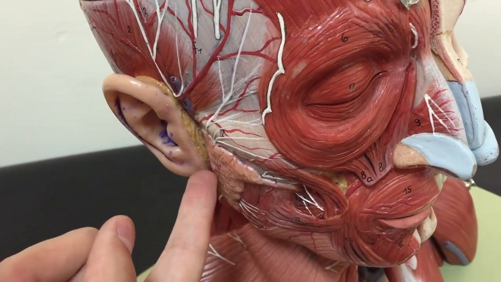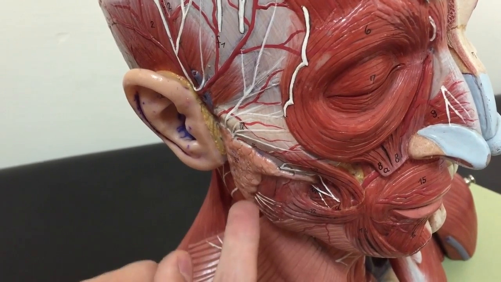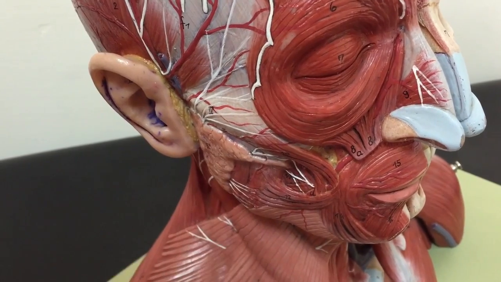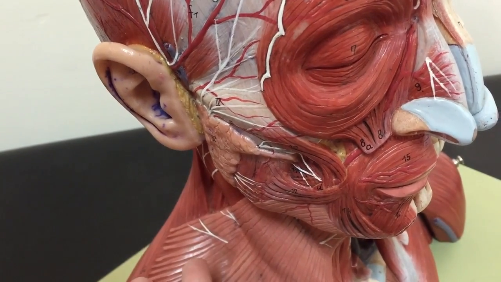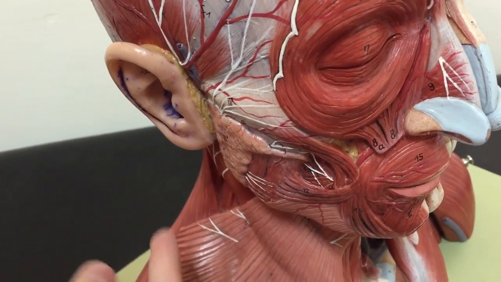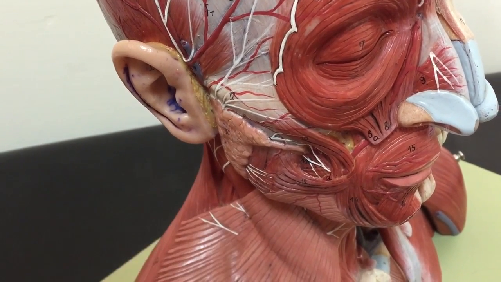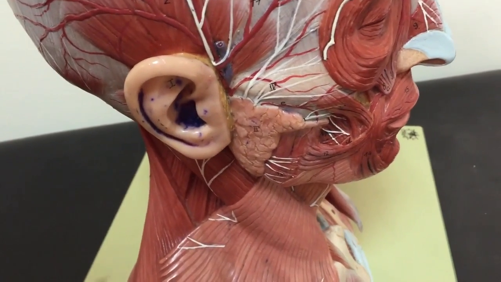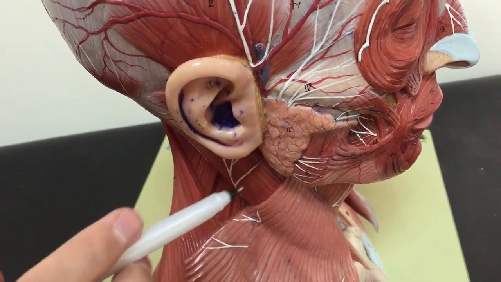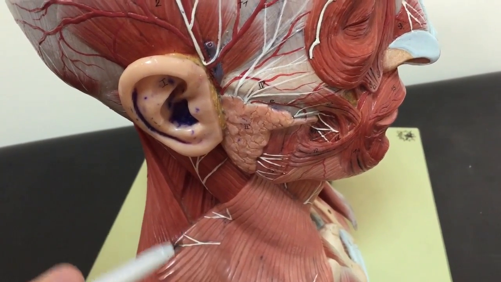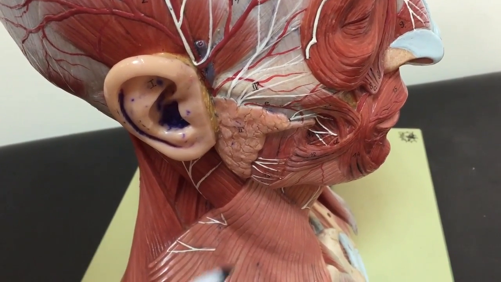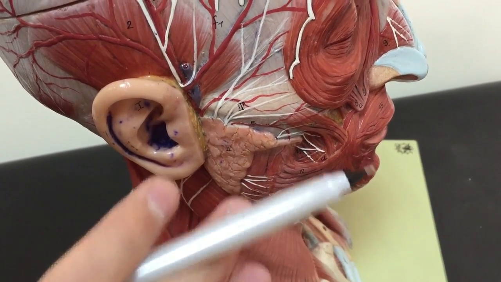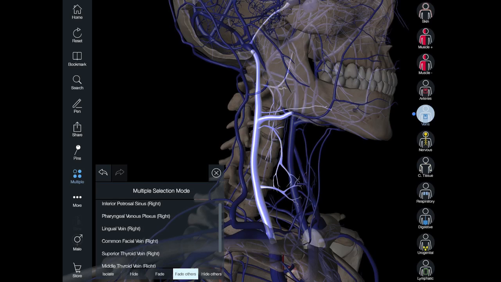The retromandibular vein gives off the anterior and posterior branches. The anterior branch unites with the facial vein forming the common facial vein, the common facial vein draining into the internal jugular vein, the internal jugular vein lying beneath the sternocleidomastoid. The posterior division of the retromandibular vein will unite with the posterior auricular vein, forming the external jugular vein. A tributary of the external jugular vein is the anterior jugular vein. They are all superficial, and they all lie superficial to the sternocleidomastoid muscle.